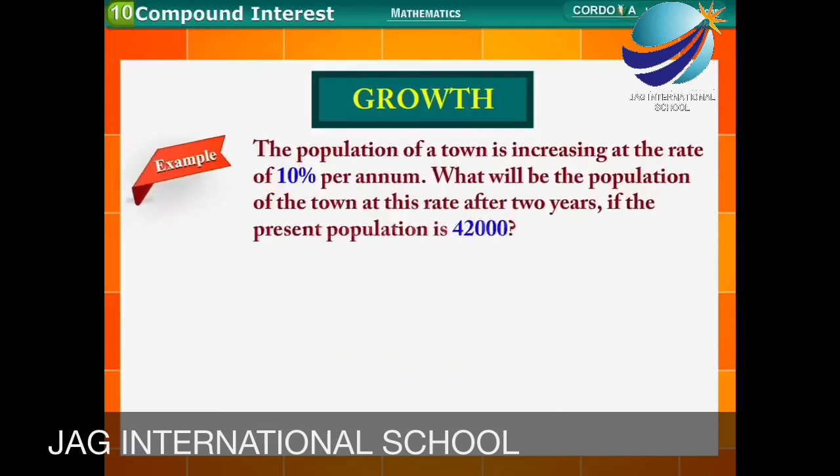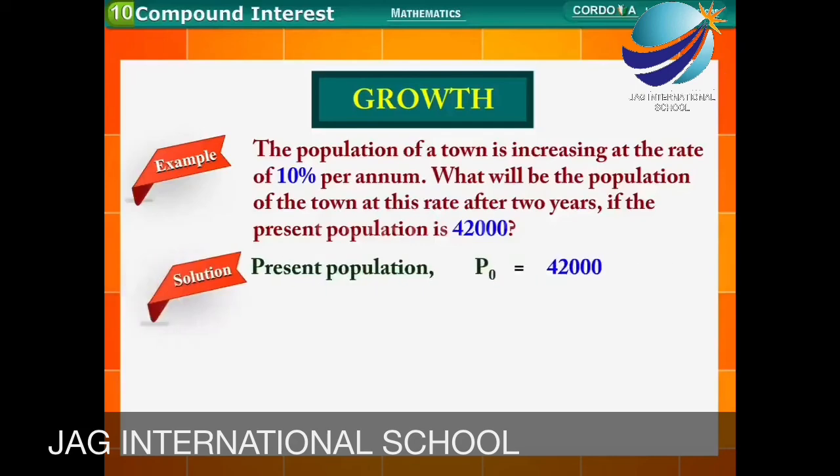Example, the population of a town is increasing at the rate of 10% per annum. What will be the population of the town at this rate after 2 years if the present population is 42,000? Solution. Present population P0 is equal to 42,000. Rate is equal to 10% per annum.